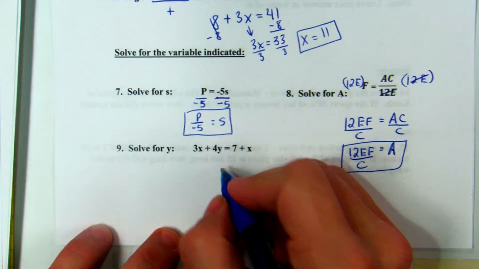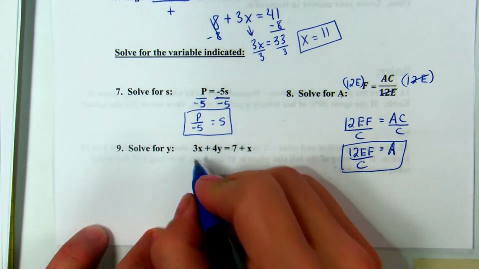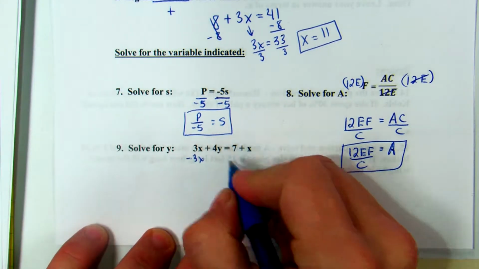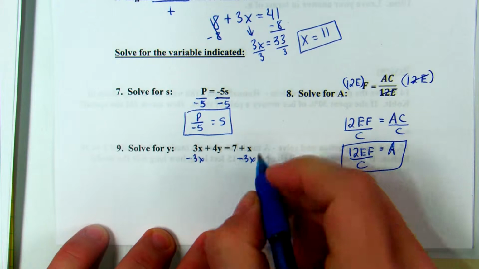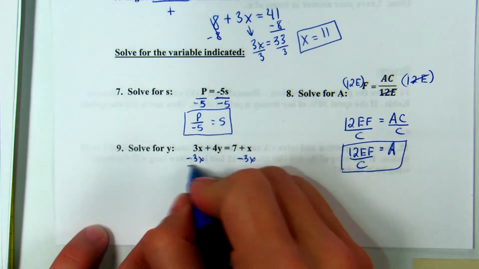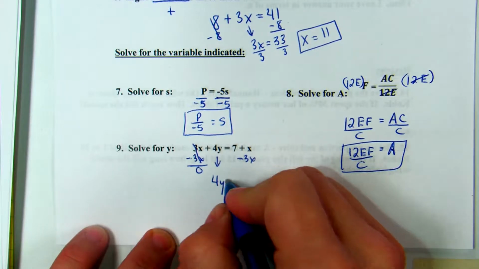Number 9, we have a solution for y. We're trying to solve for y. We want to get rid of our x term, so we minus 3x from this side, and we minus 3x from this side. Notice there's another x on the other side, so we can definitely do something with that here in just a minute. These will cancel. We'll bring down our 4y. That will be equal to 7.